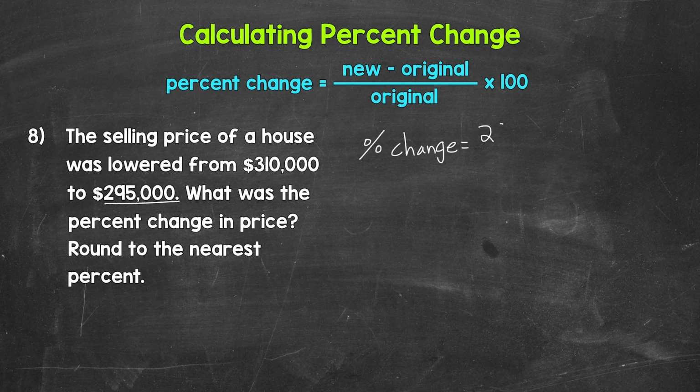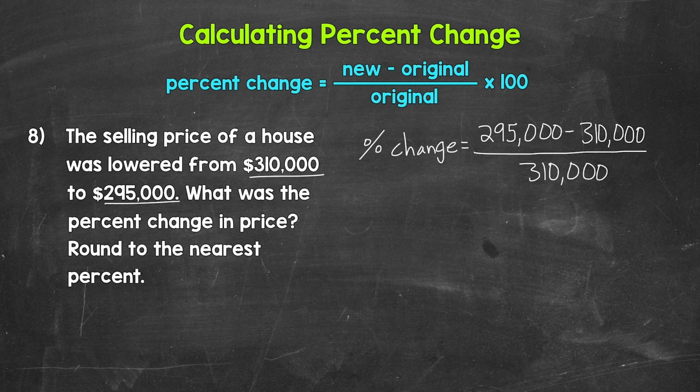So $295,000 minus, we need the original value now. So what was the price of the house to start with? Well, $310,000. So minus 310,000. And we divide that by the original value, which again is 310,000. And then we multiply by 100. Now let's work through this.